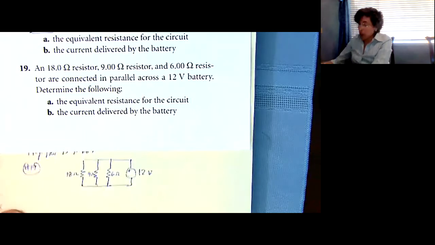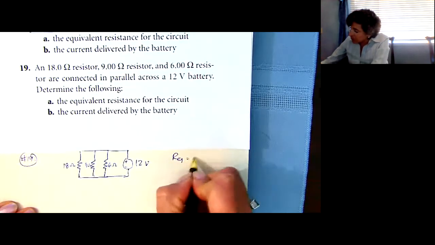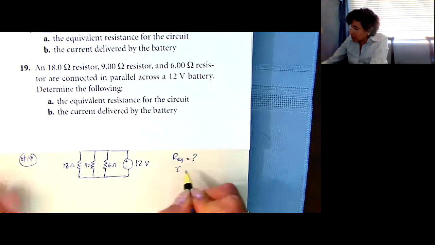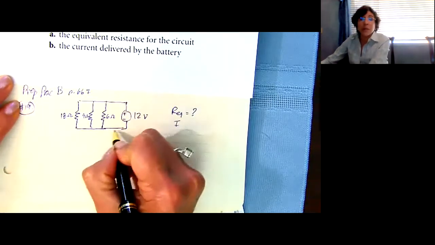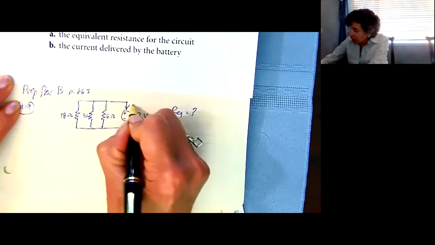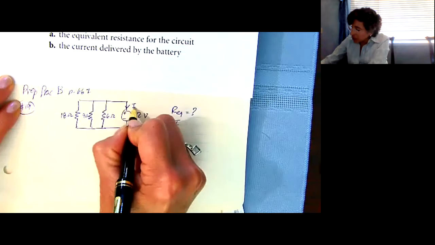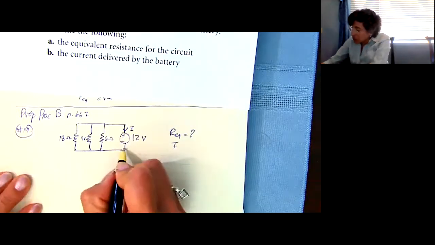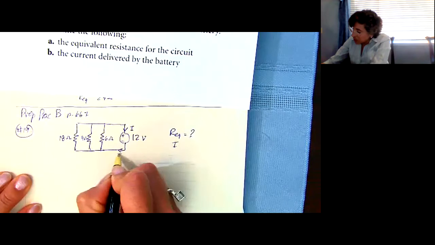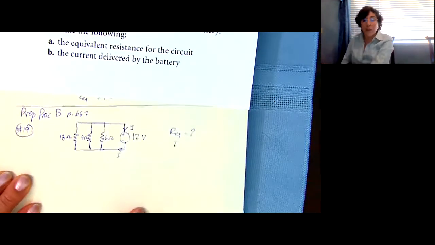So it wants to know what is the equivalent resistance and what is the current from the battery. Okay, so we're going to draw, the current goes from the plus to the minus. So what is I? The current that's coming by the battery, current delivered by the battery. So I'm going to go this way. If it goes this way, then the current goes that way. All right, so let's do this again.